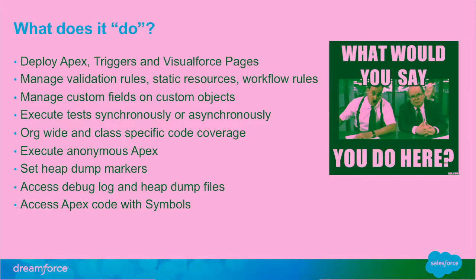What's your entire org-wide code coverage, or a specific class and what's its code coverage, and I'll show you that in a demo also. I really want to do demos, so I'm trying to get through the slides. And then execute anonymous Apex. So I can send a chunk of code into the API, and it'll run it against the org and bring you back any results. And then we can also set heap dump markers.